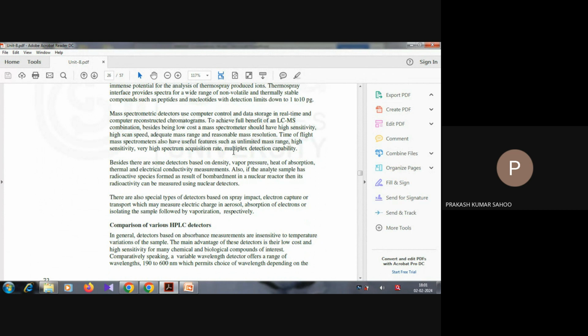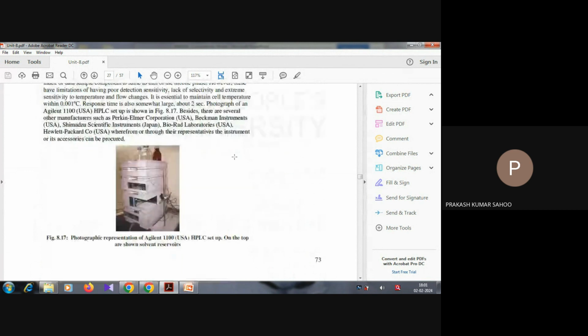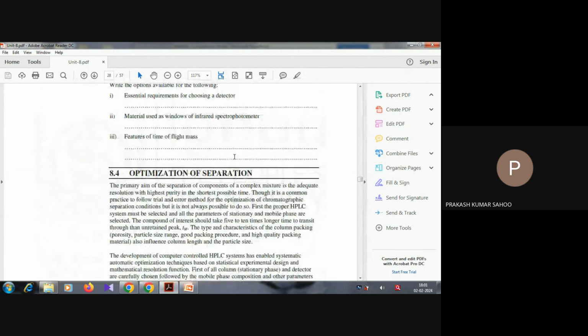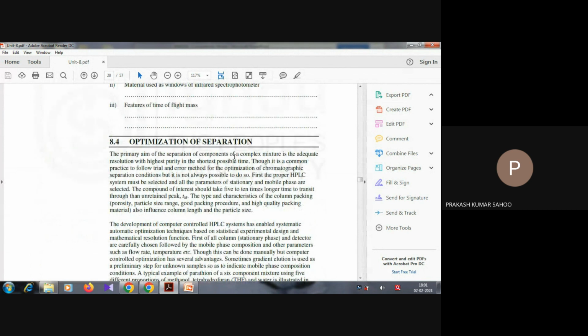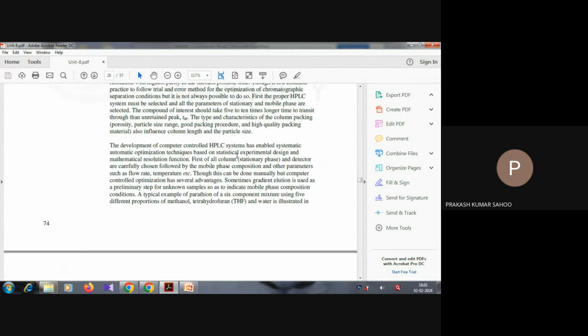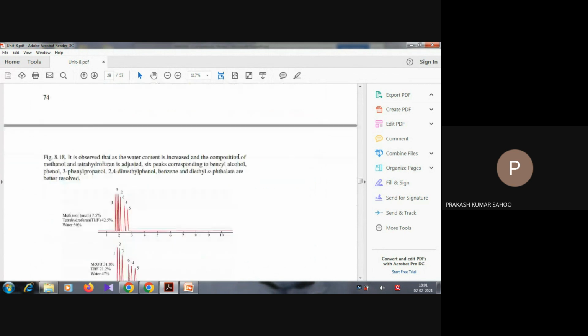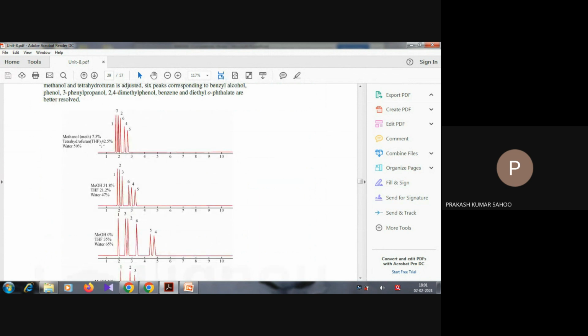Just read out these things. Then we have the next part, that is optimization of separation. So how? These are some solvents or the mobile phases that are used in different percentages.